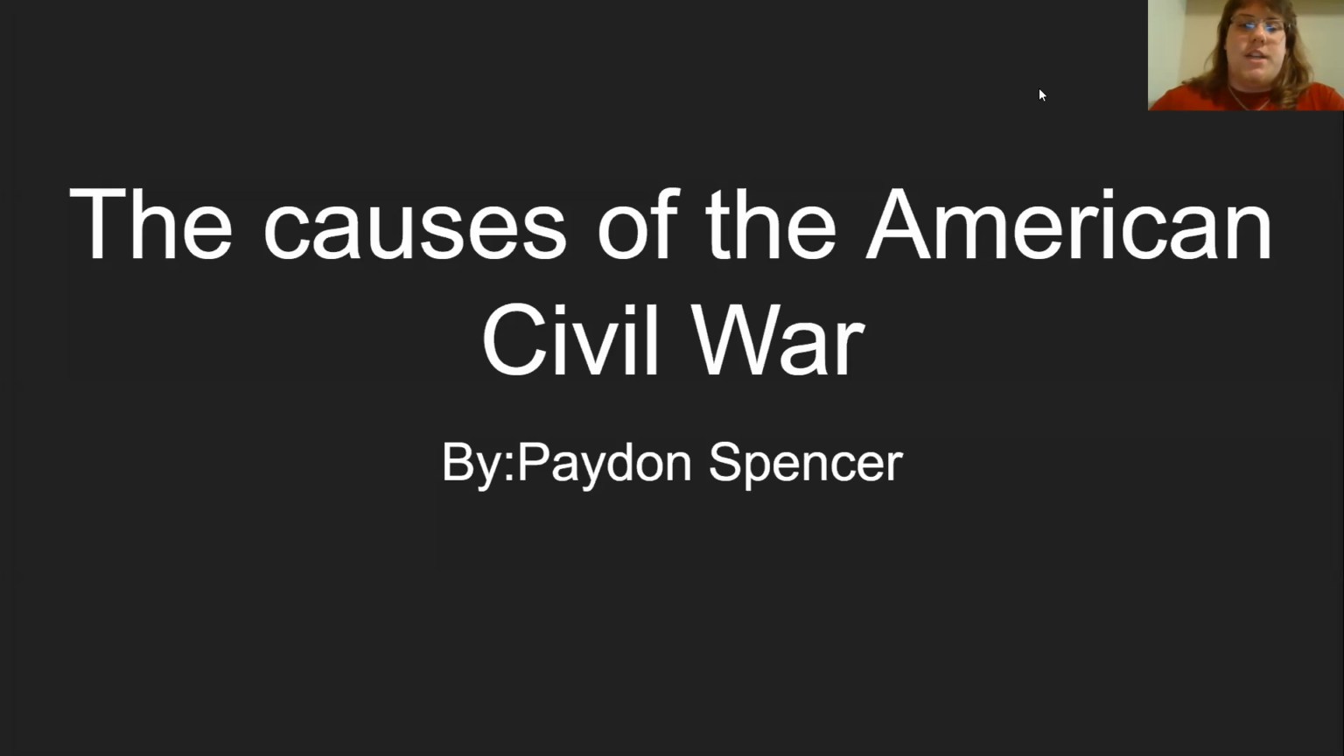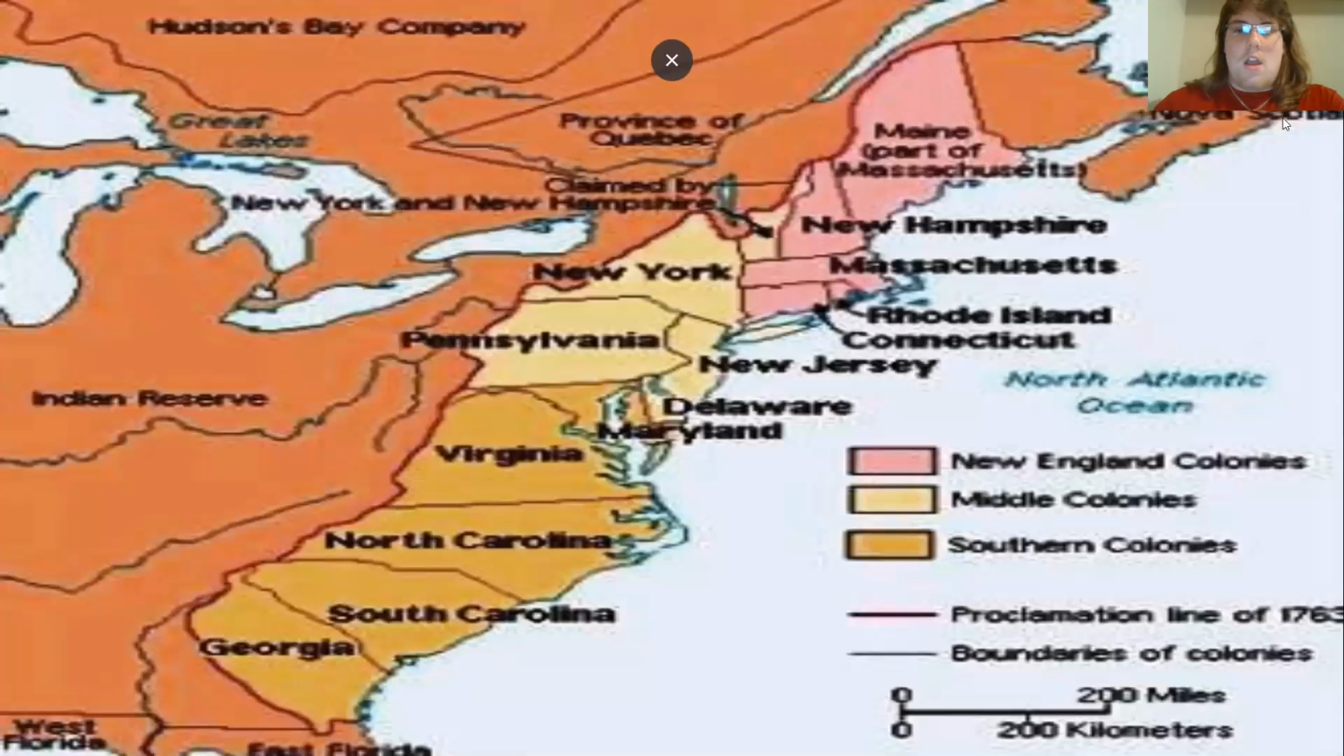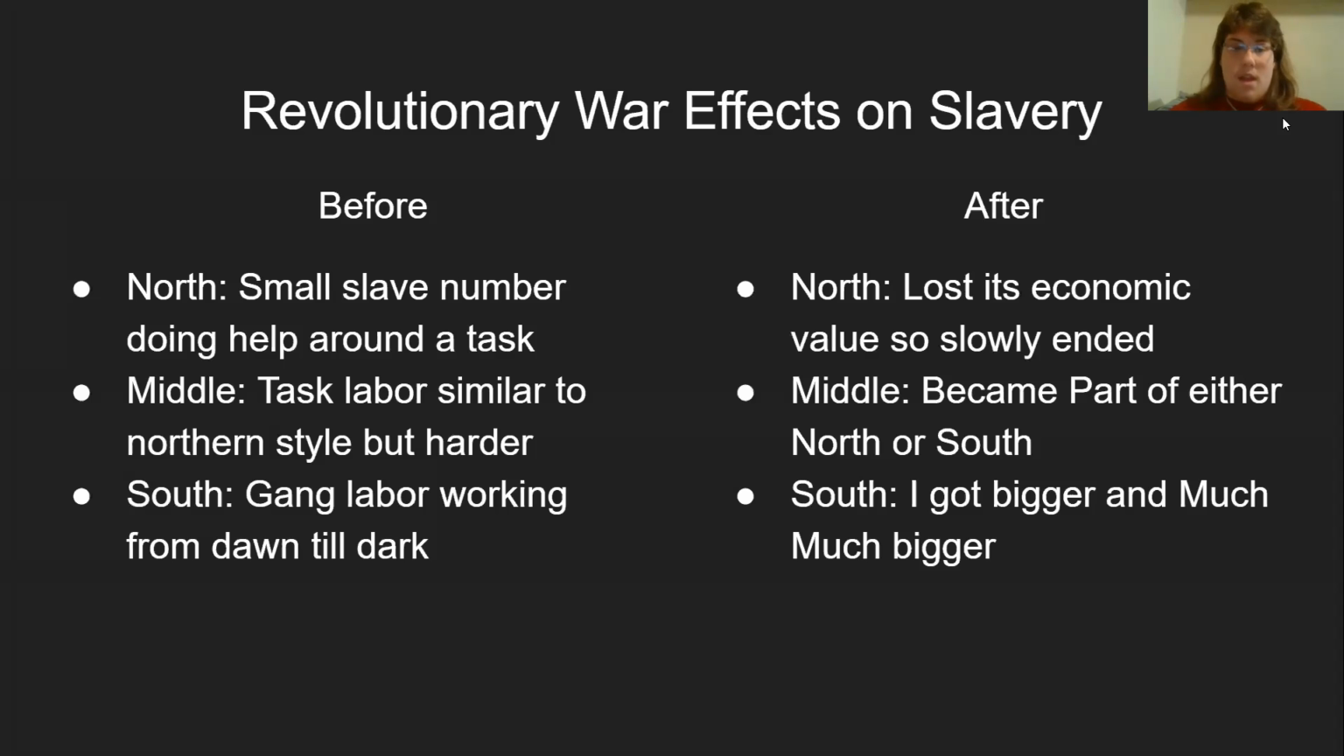This is my presentation on the causes of the American Civil War. Here we have the original 13 colonies. The colonies in pink are the northern colonies. The colonies in yellow are the middle colonies, and the colonies in orange are the southern colonies.